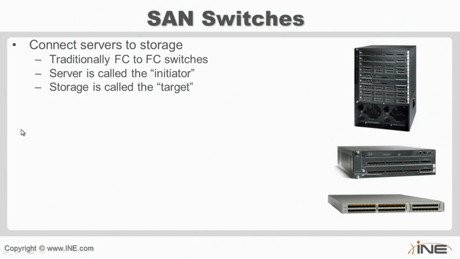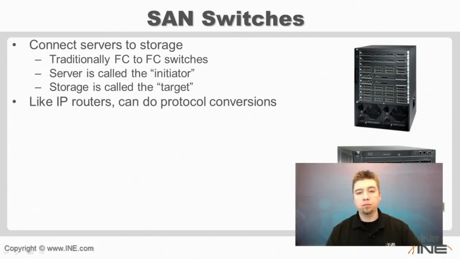Now then, as I mentioned as well, we can do some interoperability. So like a layer 3 IP router, where in IP I could have one link that's running Ethernet, another link that's running layer 2 frame relay or PPP or packet over SONET with HDLC, and then I could do a protocol conversion between them. So the fiber channel switches, some of them can do this as well. That's what the little I means at the end of the 9222I, means that it has IP storage capabilities.